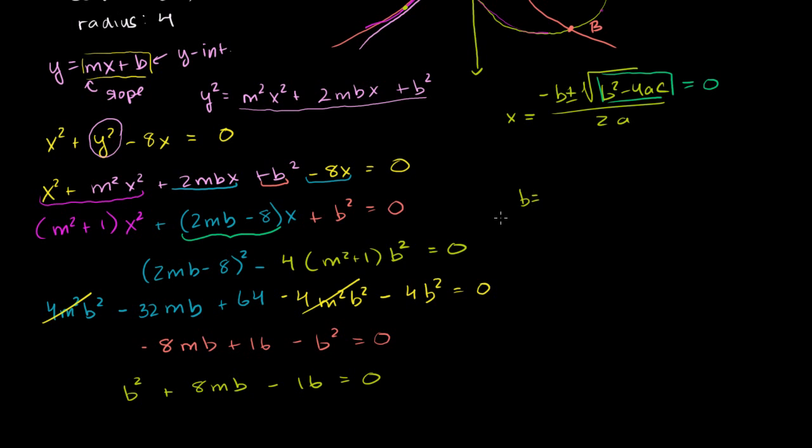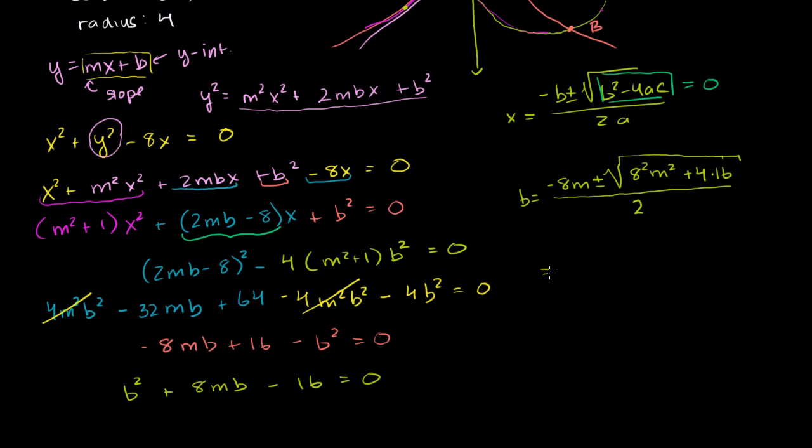So b is going to be equal to negative 8m plus or minus the square root of this term squared. So it's 8 squared m squared minus 4 times a, which is just 1, times c, which is negative 16. So you could view this as plus 4 times 16, all of that over 2a. Well, a here is just 2. All of that over 2.